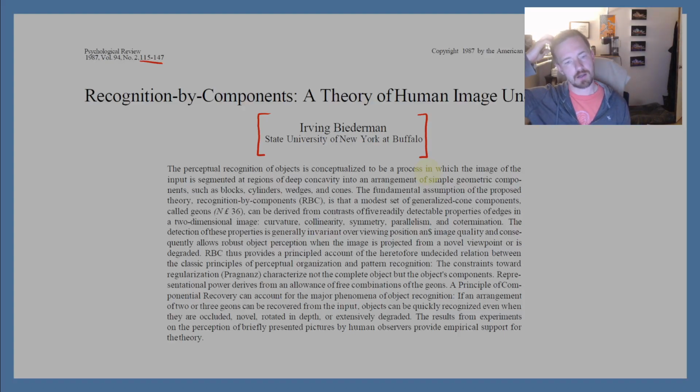Irving Biederman came up with the recognition by components model. In your textbook, you'll see this referred to as the RBC model. The recognition by components model came out and basically got a lot of attention and praise right away. And then with neuroimaging, people have only kind of further solidified this theory.